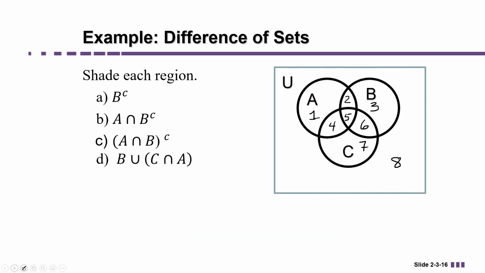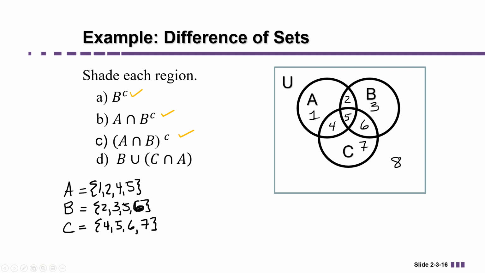Okay, let's do the last one. We've done the first 3. Now we're going to do B union, C intersect A. For this one, we don't need the universal set U. We just need to know A, B, and C. So I've written down those sets, and now we're going to find B union with C intersect A. So the parentheses are telling us to find the intersection of C and A first.